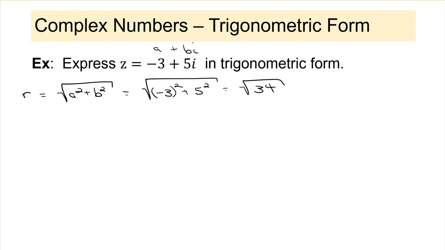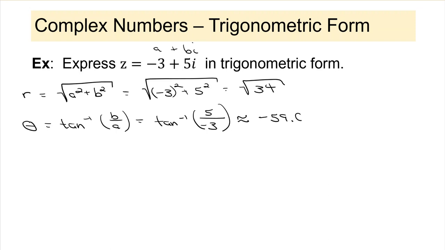All right, let's try our theta. Our theta, inverse tan of b over a. So the inverse tangent in this case of b is 5, a is -3, and when I punch this into my calculator, I approximately get -59.0 degrees to 1 decimal place. Okay, so we have to think about that angle again.